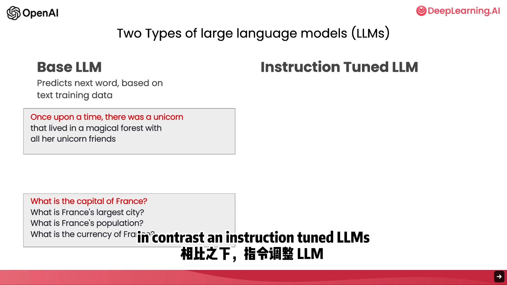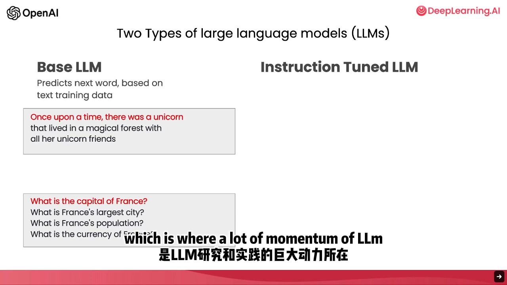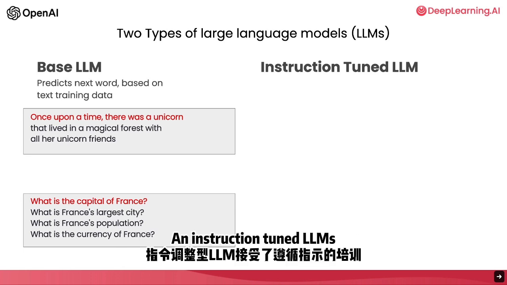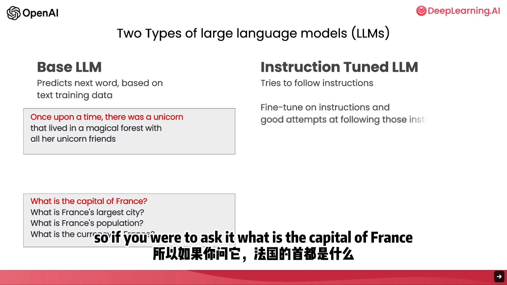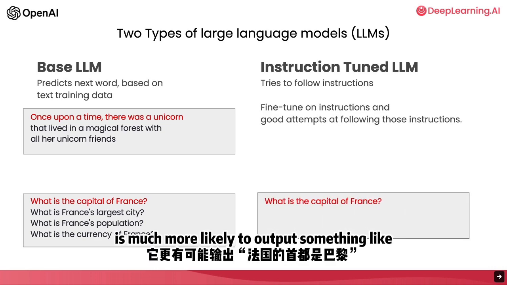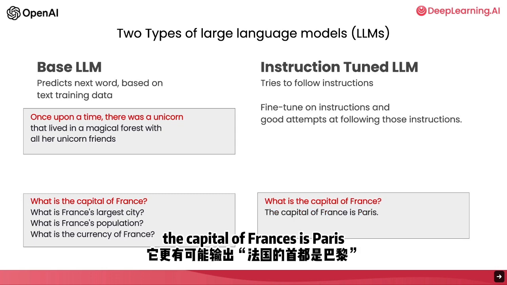In contrast, an instruction-tuned LLM, which is where a lot of the momentum of LLM research and practice has been going, an instruction-tuned LLM has been trained to follow instructions. So if you were to ask it, "What is the capital of France?", it's much more likely to output something like "The capital of France is Paris."